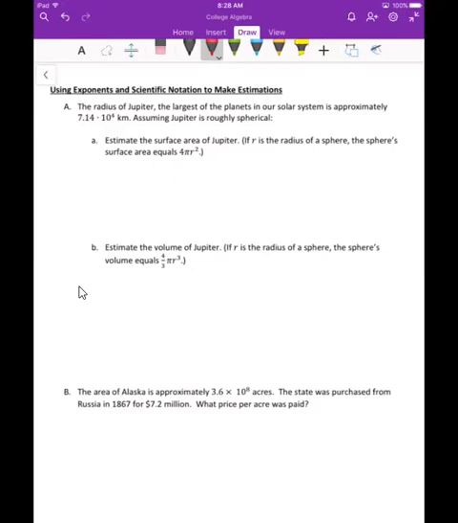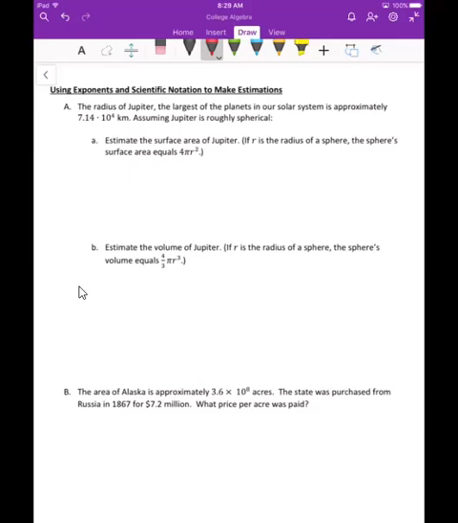So that's what I want to look at here. What are some really big numbers we might be dealing with where we need to take them to exponents, and how could we simplify that a little bit before we even think about plugging it into the calculator? So here is an example. We're talking about Jupiter, the largest of the planets in our solar system, which is approximately 7.14 times 10 to the 4th kilometers, just the radius of Jupiter. That's how big it is, very roughly, but that's pretty close.